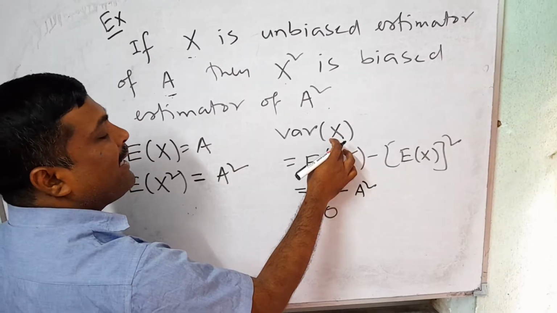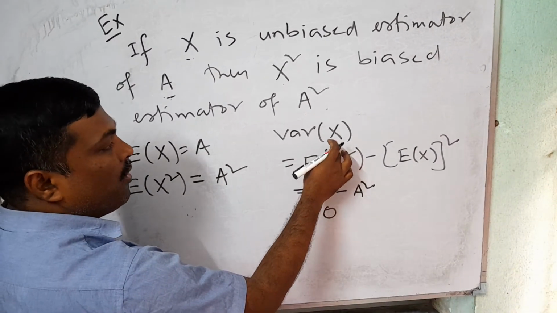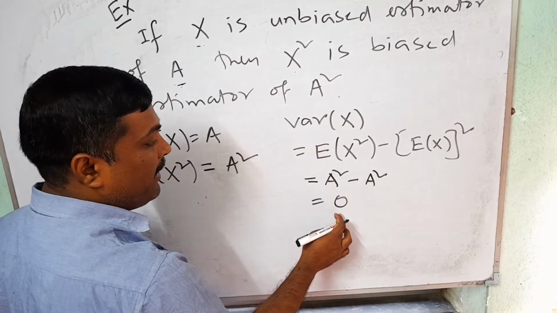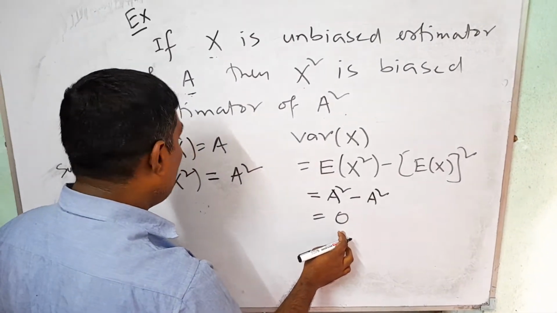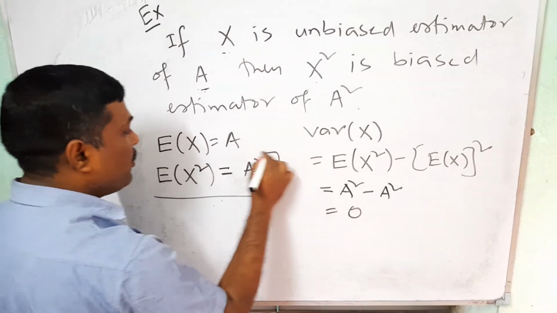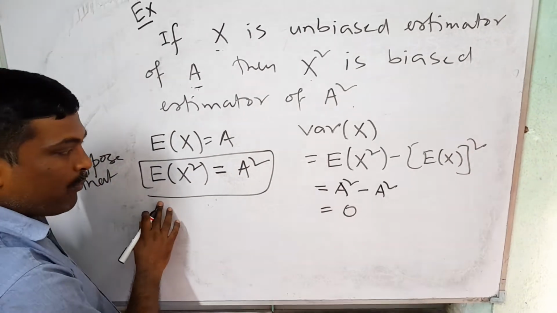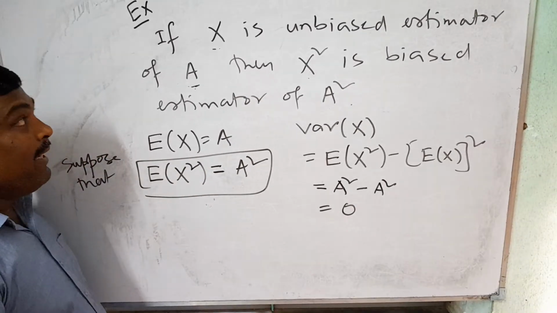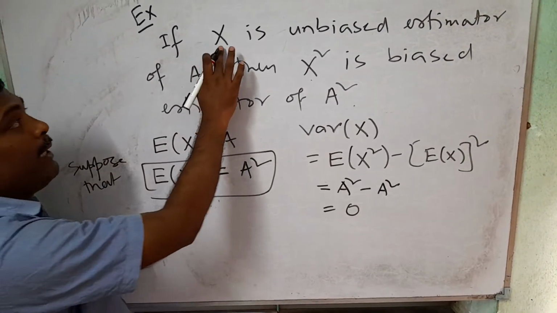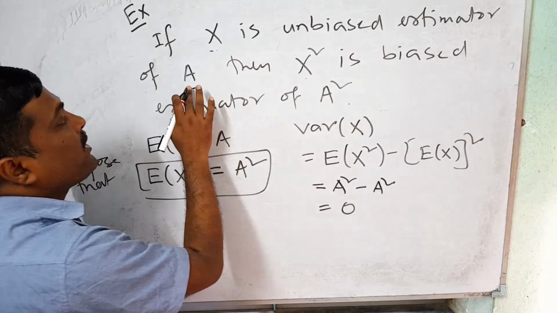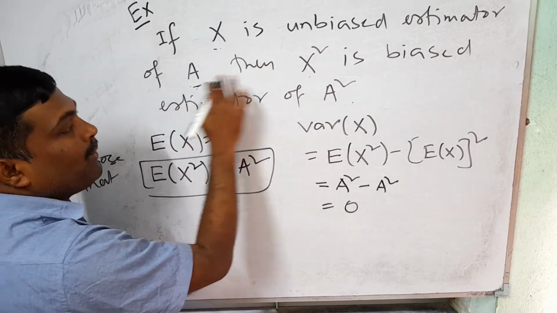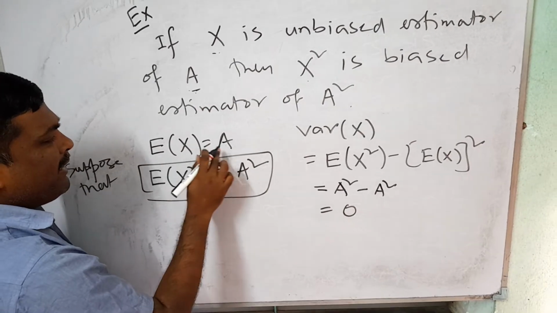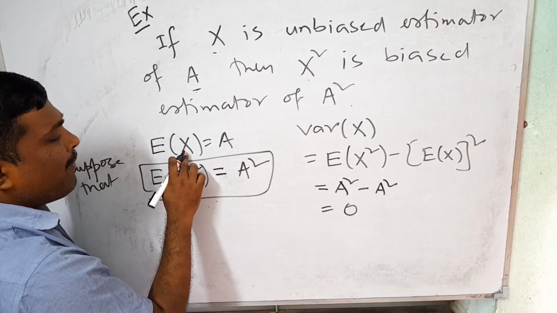Now x is one statistic, it is not a constant, it is a variable. So var of x cannot be 0, but we are getting var of x equals 0. So our assumption is wrong. That is, E of x square not equals A square. Okay? See the question once again. If capital X is an unbiased estimator of A, prove that x square is a biased estimator of A square. So E of x is A, because x is an unbiased estimator of A.